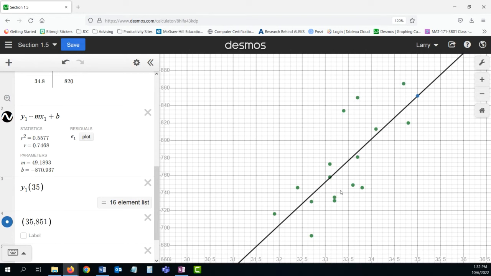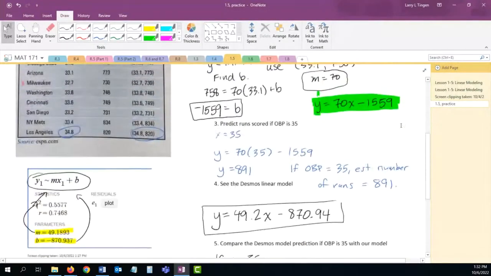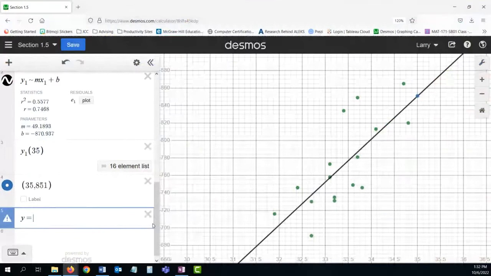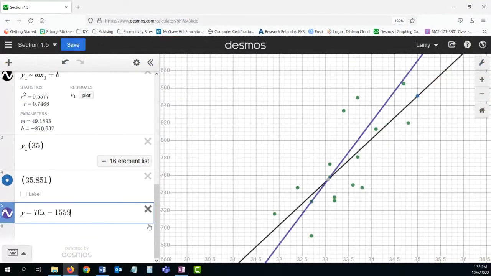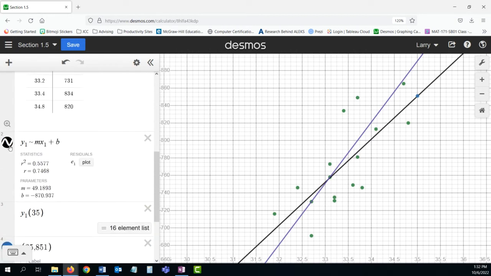Okay, so this is as good as it gets. What about our line that we made up? For our linear model, we had 70x minus 1559. There's our model. You can see in that purple one how we're not getting that same benefit, right? This line is much farther away from this point or this point. All the points above it are much closer to it, and the points below it seem to be far away.